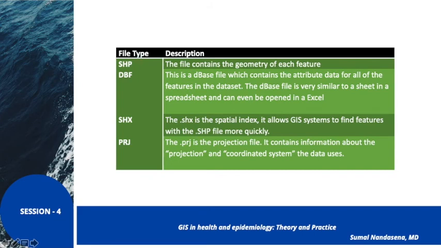The SHX is the spatial index. It allows GIS systems to find features in the SHP quickly. The PRJ is the projection file. It contains information about the projection and coordinate system.